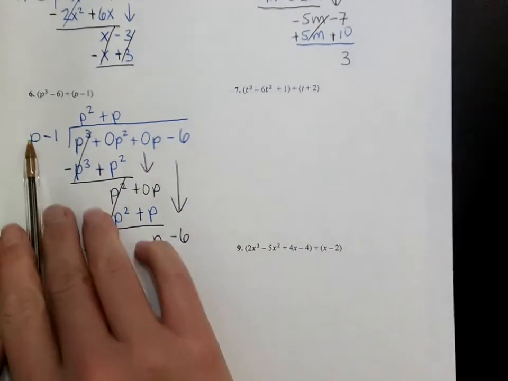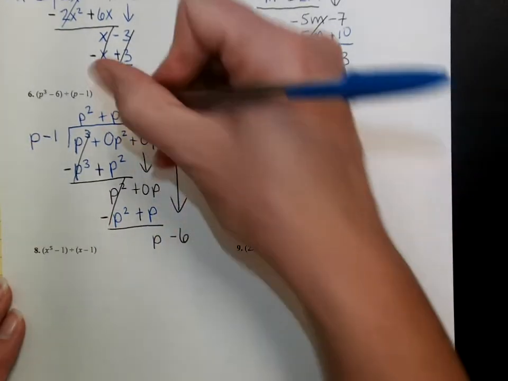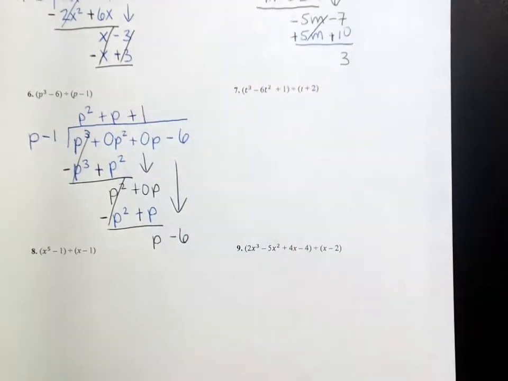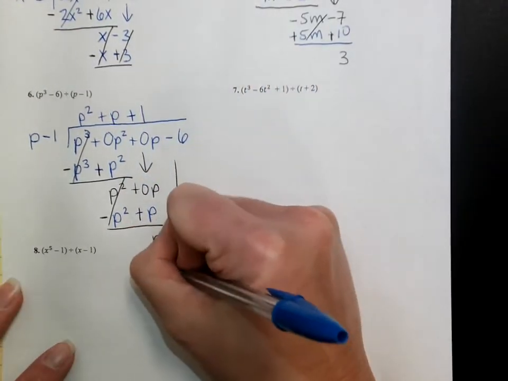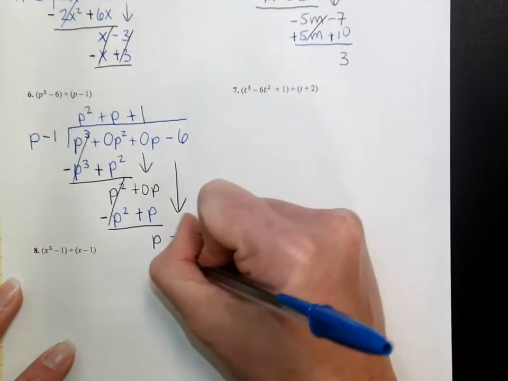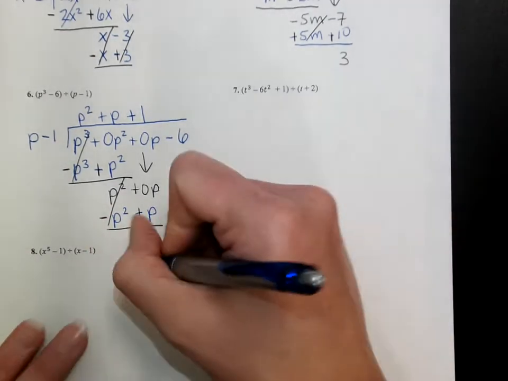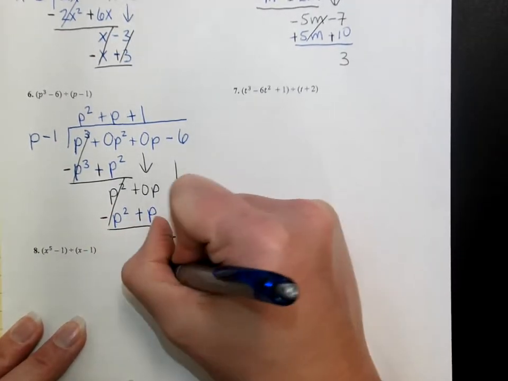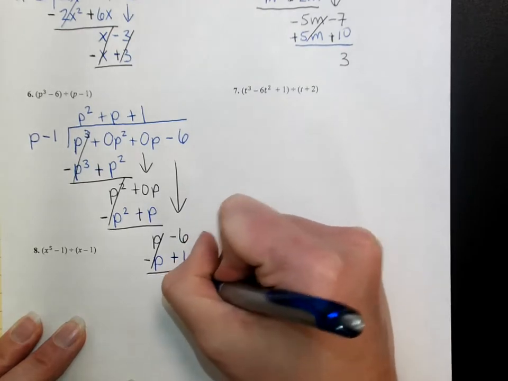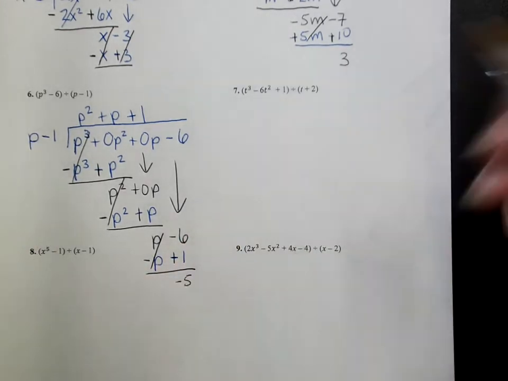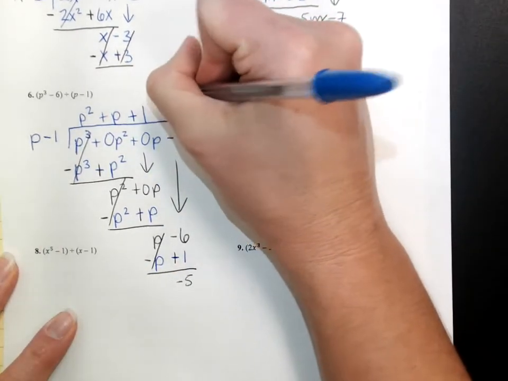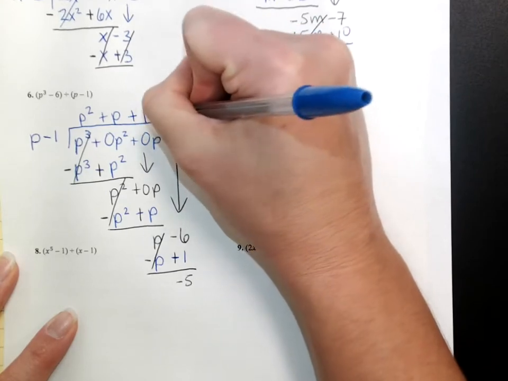What do I do to a p to make it a p? I multiply it by 1. 1 times p is p. 1 times negative 1 is negative 1. Again, though, don't forget to change your signs. Those cancel. You have a remainder of negative 5. So just like the last question, to finish this, I'm going to put minus 5 over p minus 1.